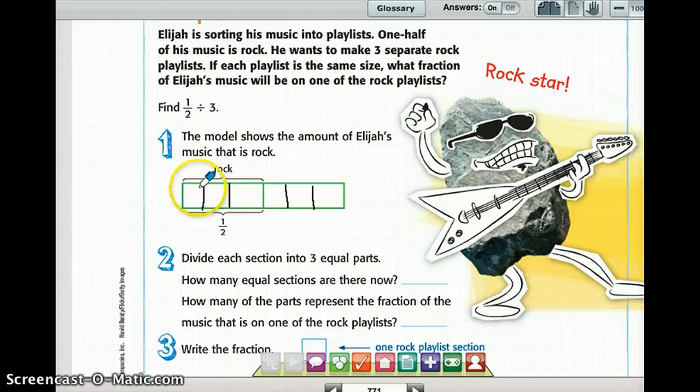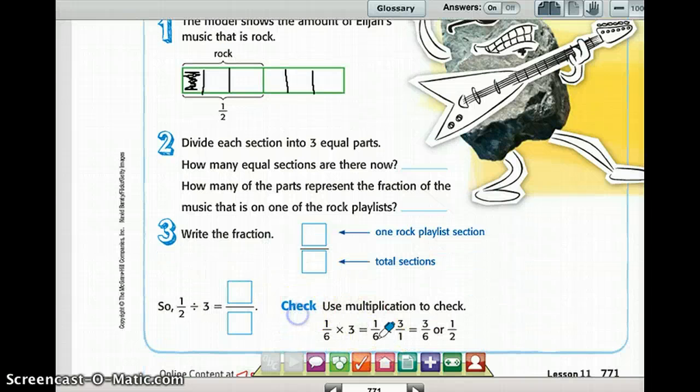So remember, we're looking at 1/2, so that 1 tells us we're looking at one of these parts that we divided it into. So now I have 1, but for our denominator we have to count how many total parts I made. So 1, 2, 3, 4, 5, 6. So now we have 1/6. And then at the bottom here, we can always do the inverse operations. We can do 1/6 times 3, which you know is the same as 1/6 times 3 over 1. And we get 3/6, which is the same as 1/2, so that we know our answer was correct.